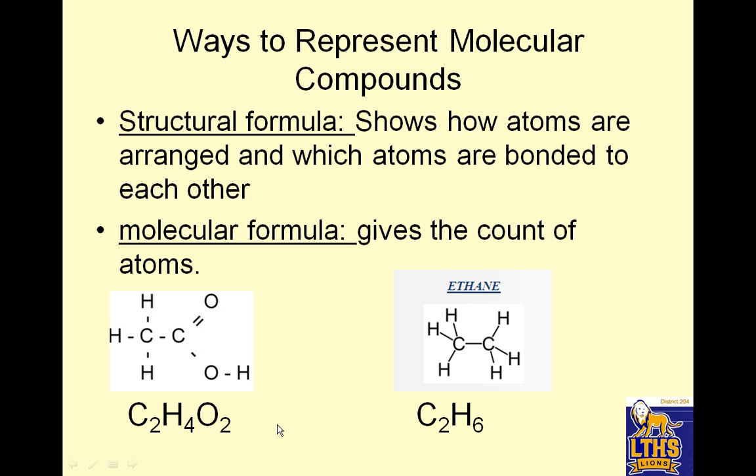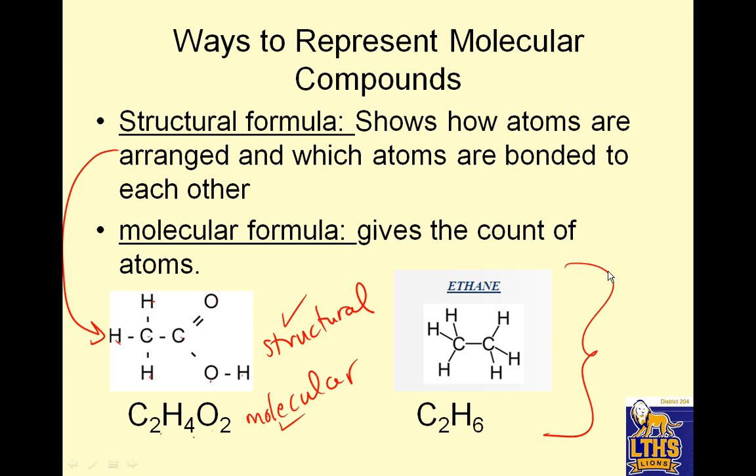How do we represent these molecules? There's something called a structural formula, which shows how atoms are arranged and which atoms are bonded to each other. And there's a molecular formula, which tells the count of atoms in the molecule. Here's a formula and here's a formula. Which is which? This one shows how the atoms are connected, so this is structural. This one shows how many atoms are in it: 2 carbons, 2 oxygens, 4 hydrogens. So this is molecular.